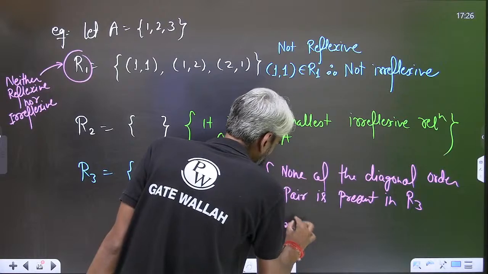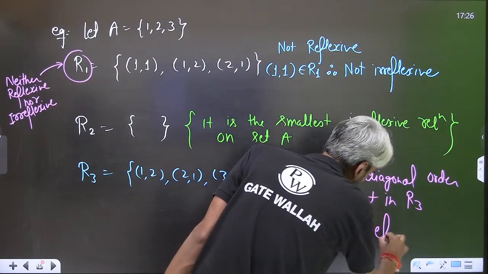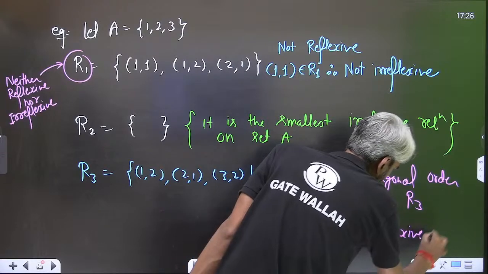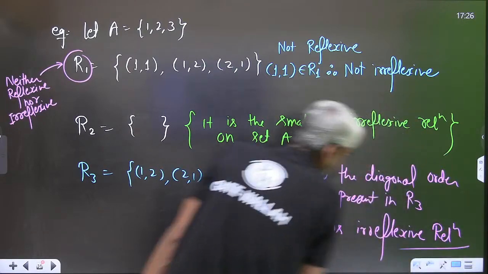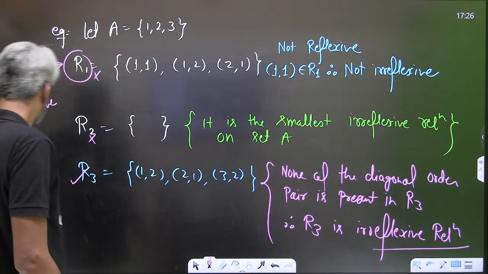Therefore, R3 is an irreflexive relation. R3 is irreflexive, R1 is not irreflexive, and R2 is not irreflexive.